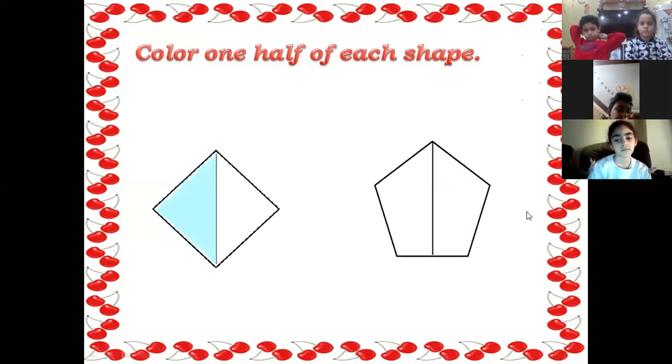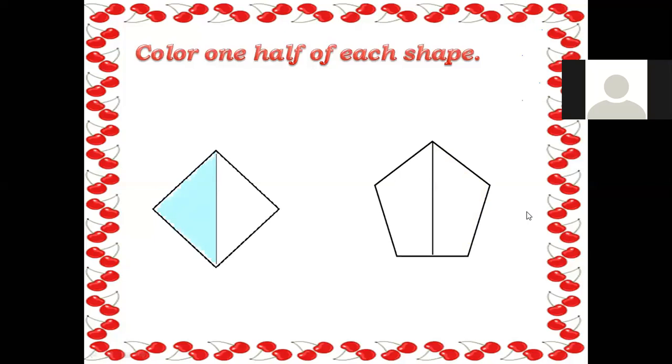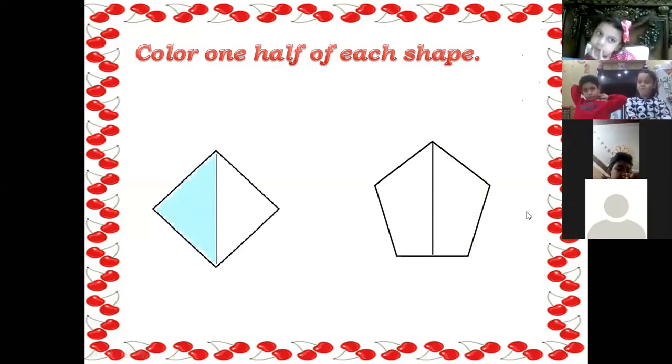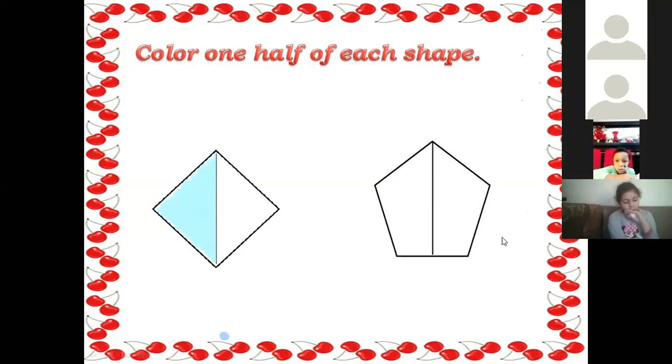And I will ask Talia. Talia, to color one half of that shape, you need to color how many parts? One. Only one part.